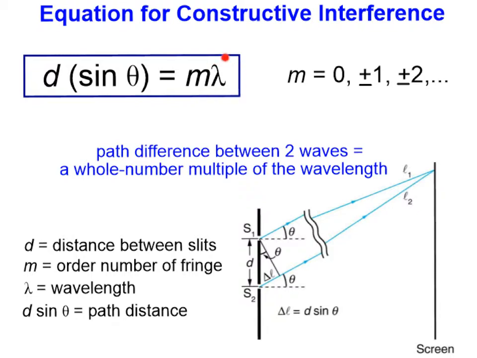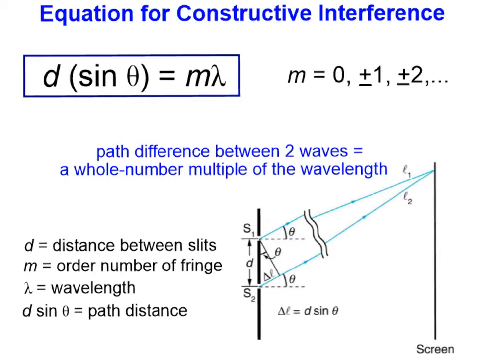And we have wavelength here, and we also have M. What is M? M is the order number of fringe. M equals 0 when we're talking about the central bright fringe. It will be a +1 or a -1 depending on which side of the central bright fringe we're on, or plus or minus 2, etc., etc. But it will be a whole number because this is for constructive interference.